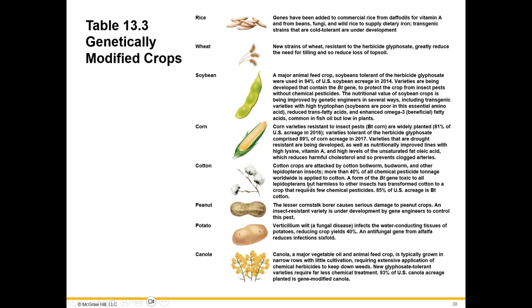As a result, we have introduced a form of the BT gene that is toxic to all lepidopterans, all of those insects, but harmless to other insects. And we have transformed cotton into a crop that requires very few chemical pesticides to be applied. Actually, another shocking number here is that 85% of all U.S. acreage for farming is comprised of BT cotton. So we are a huge producer of BT cotton in this country.